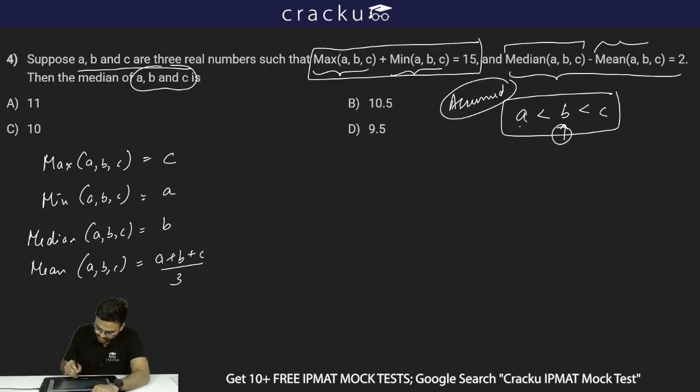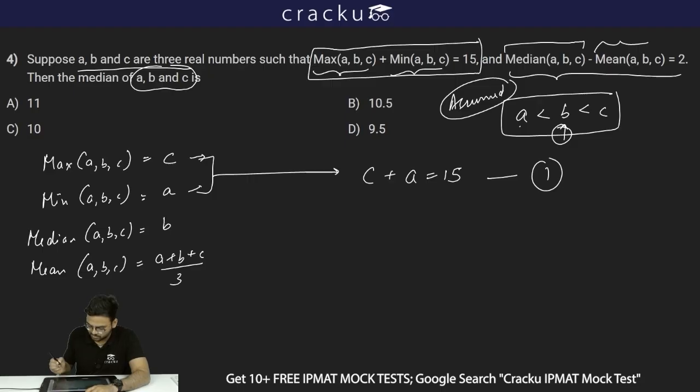Now we are first given the equation max of A, B, C plus min of A, B, C is 15. So I can say C plus A, if I use this, I can write C plus A is equal to 15. This will be my first equation.